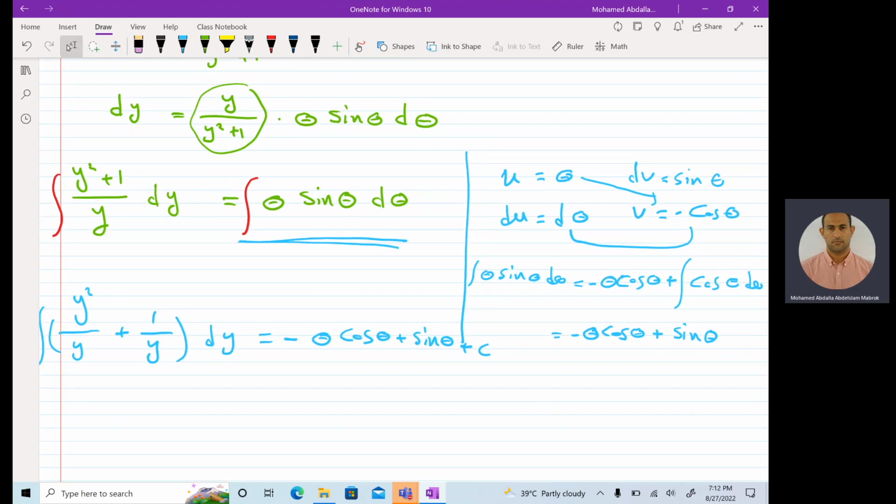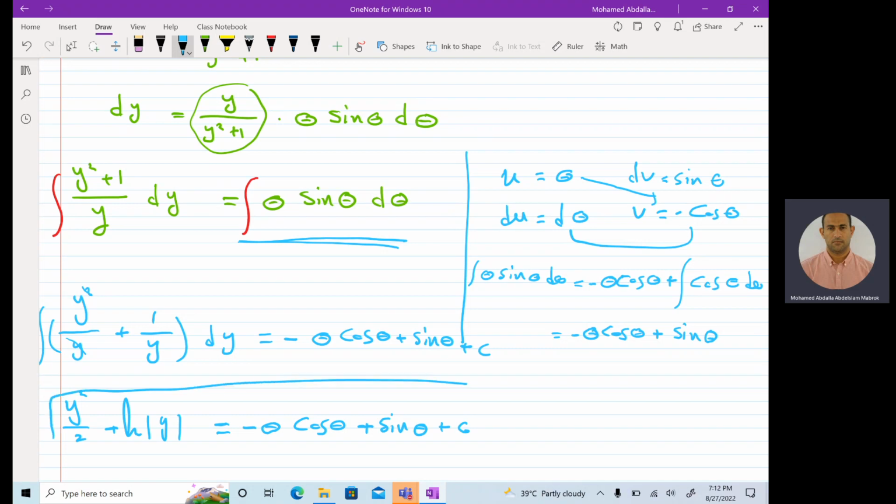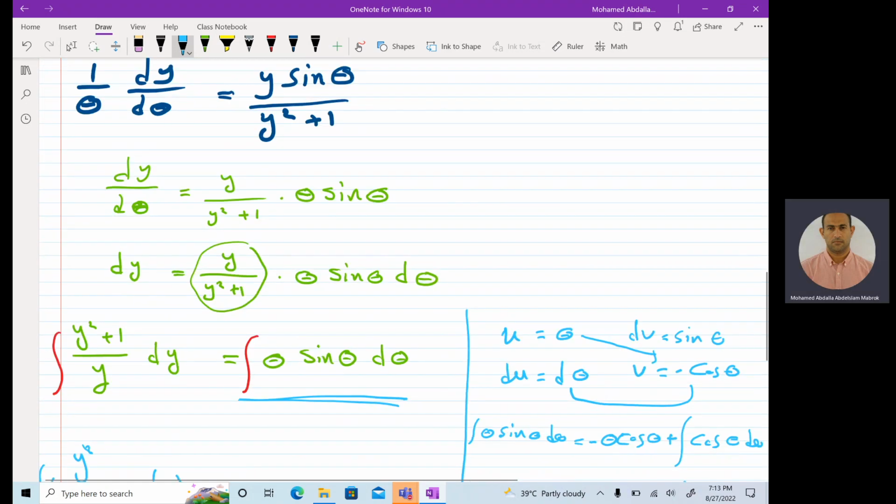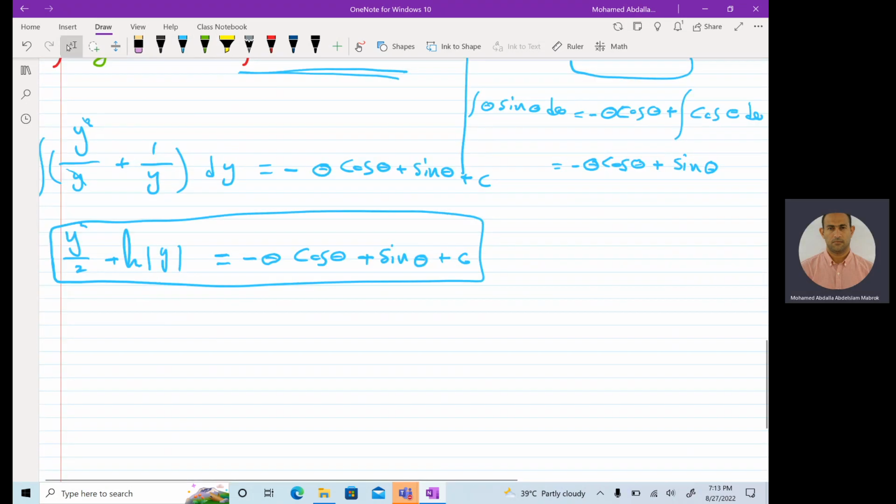So we have to put a constant in the whole equation. Here, I guess this y will go with this y, so we'll be left with y. The integration of that y is y squared over 2, plus ln y equal minus theta cosine theta plus sine theta plus a constant. And this is again the general solution. So this is again another separation of variables problem. It was easy to separate here, and we separated, and that was the solution here.